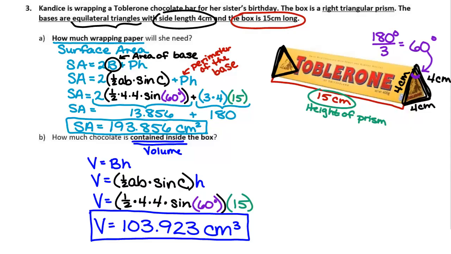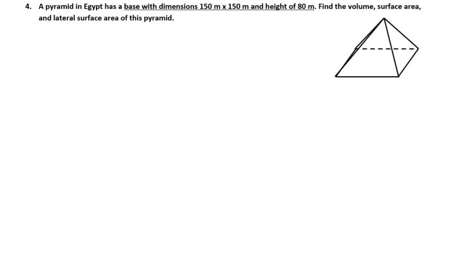What else would you guys like to see? Number 4? Absolutely. Problem number 4. A pyramid in Egypt has a base with dimensions 150 meters by 150 meters and height 80 meters. Find the volume, surface area, and lateral surface area of this pyramid.